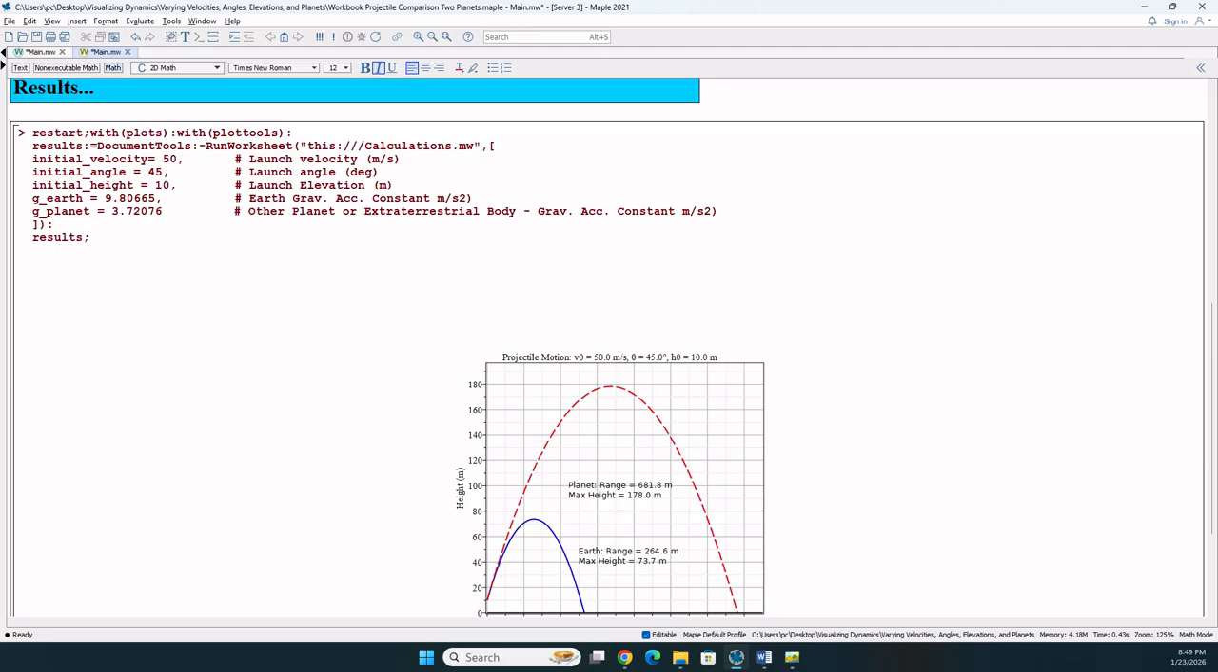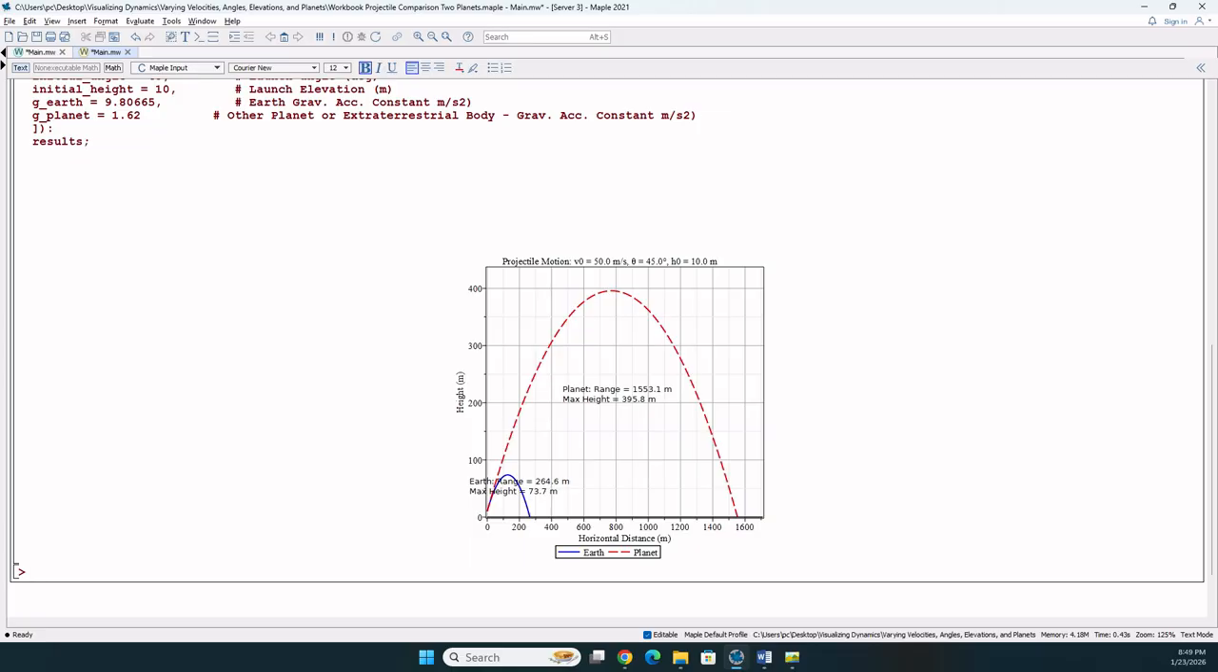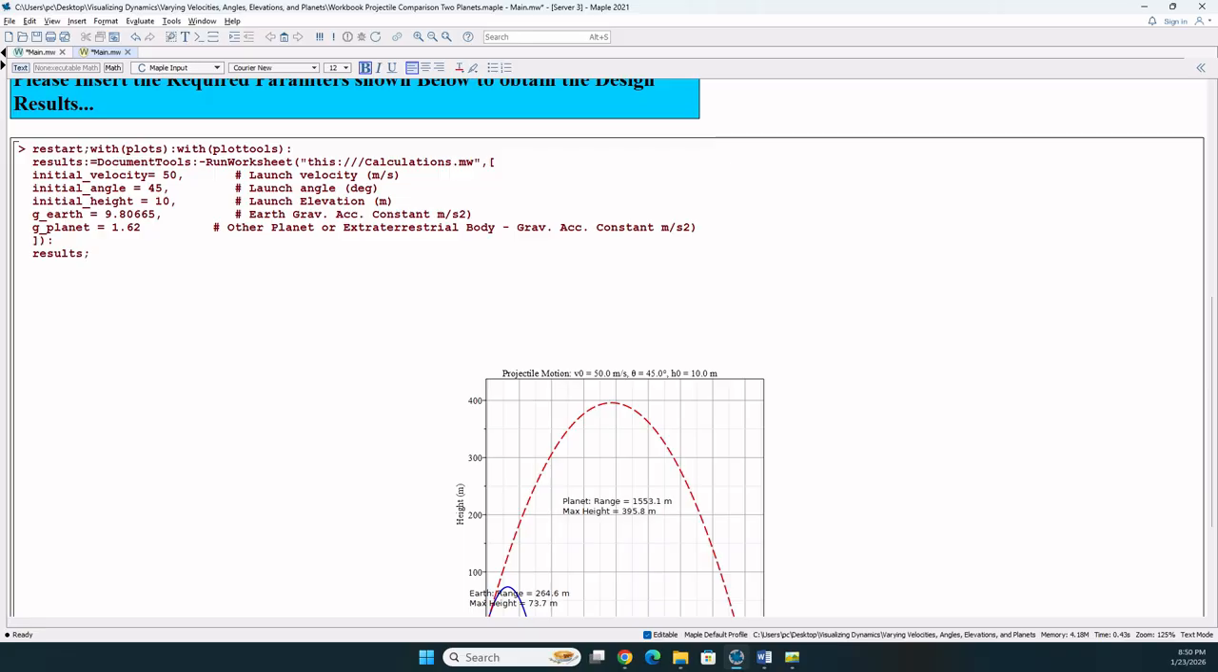Let's try something different here. Let's insert the gravitational acceleration constant for our natural satellite, which is the Moon, 1.62, and run the simulation again. You can see that Maple produced the required simulation, and we have two plots here again. The first one corresponds to planet Earth, while the other corresponds to our natural satellite, which is the Moon. And you can see that the trajectory will stretch even farther on the Moon because it has a lower gravitational acceleration constant.